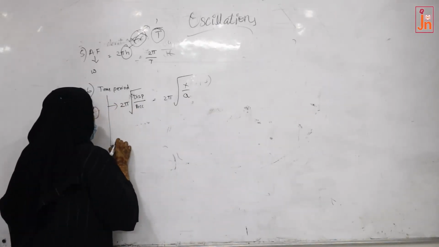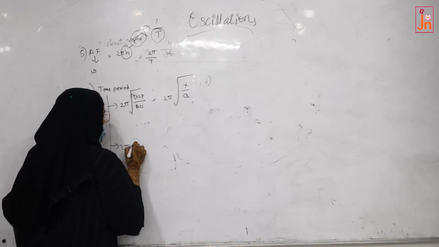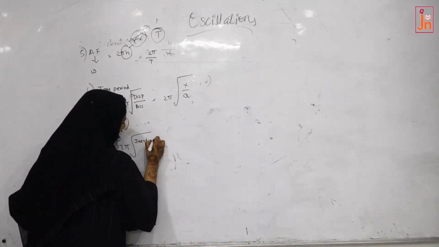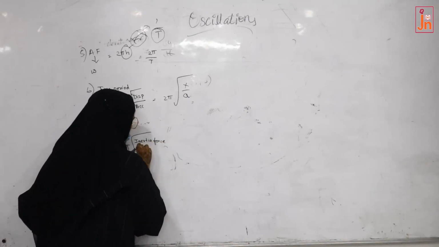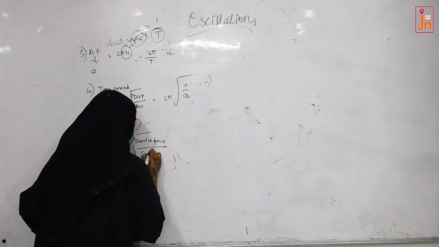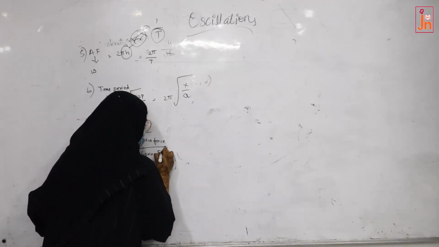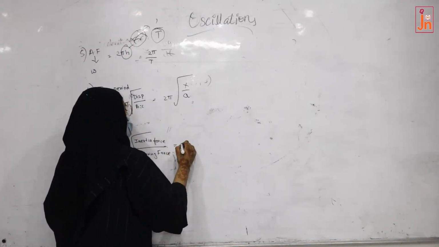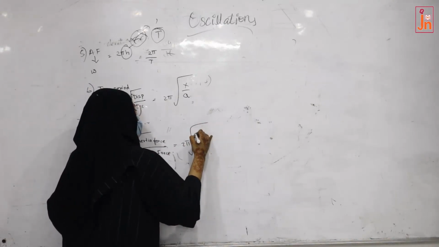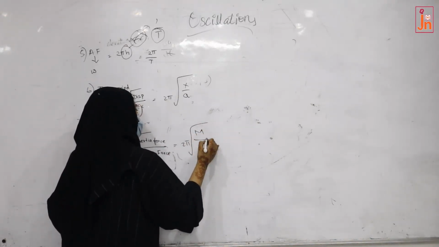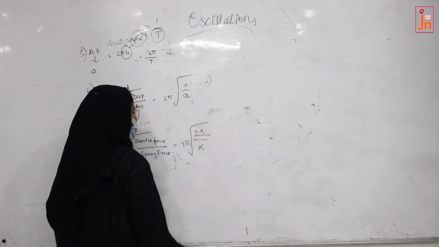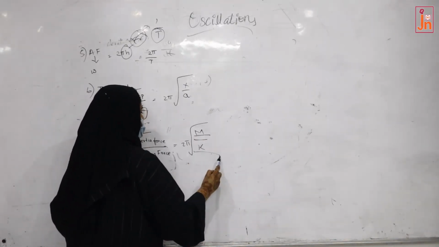Now the second formula is 2 pi root of inertia force by spring force, which is equal to 2 pi root of capital M by K, where M represents the inertia factor and K represents the spring factor.